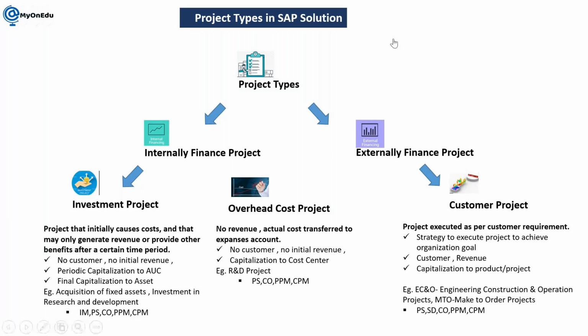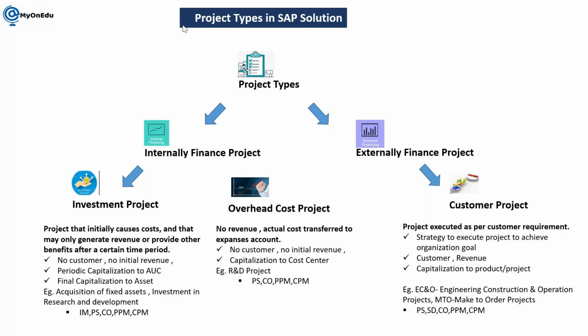So overall, as we have four modules in EPPM: PS, PPM, CPM and EPC, we need to understand how exactly these modules fit in as per these three different types of projects. That is a very basic thing. PS is the basic controlling module, which helps us integrate directly with other modules, like PS MM, PS SD, PS PP, PS PM, this way.